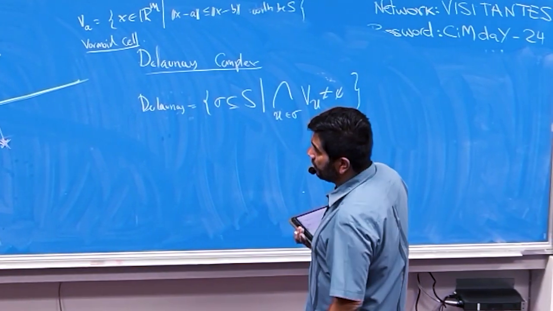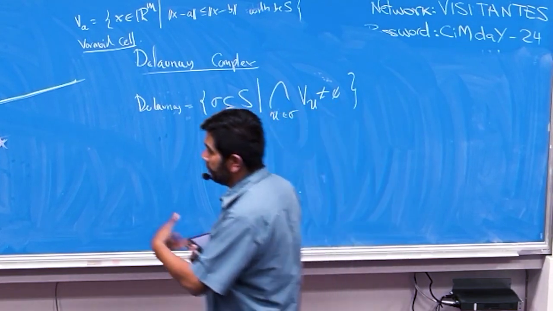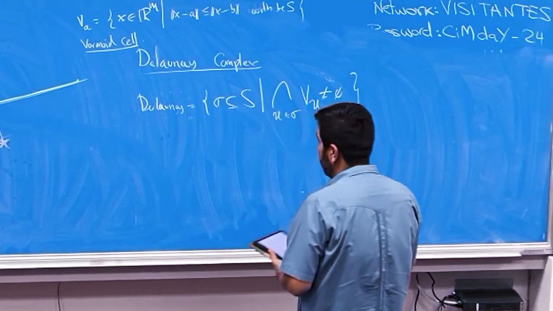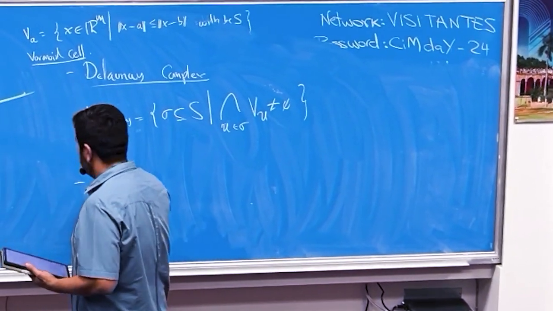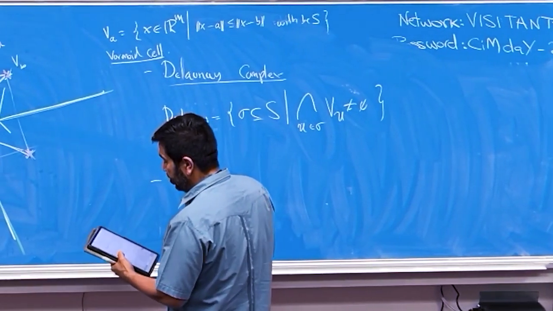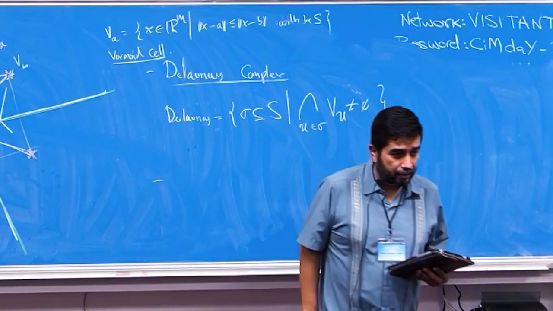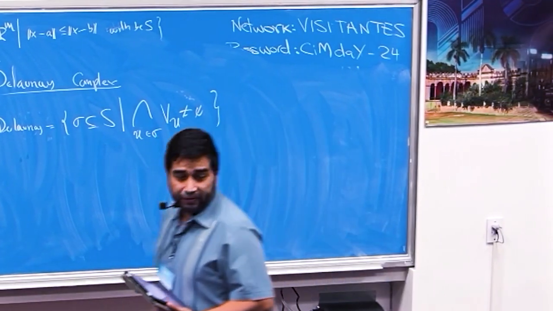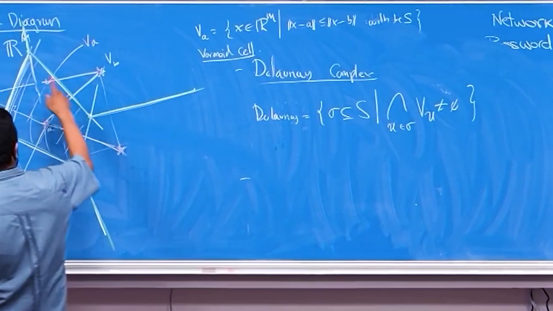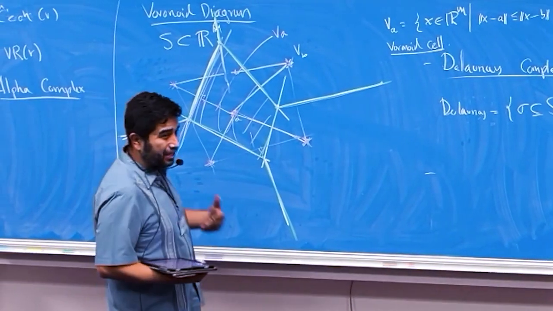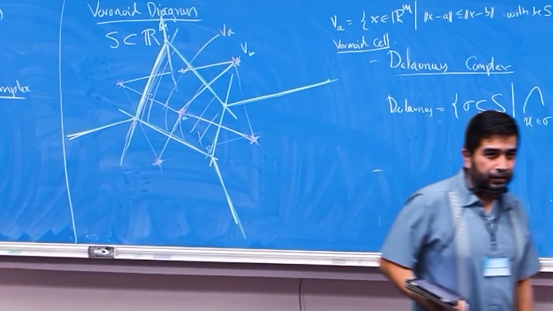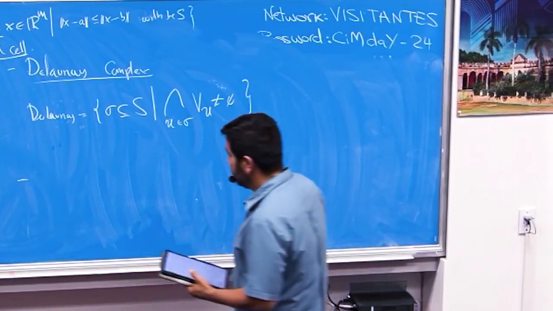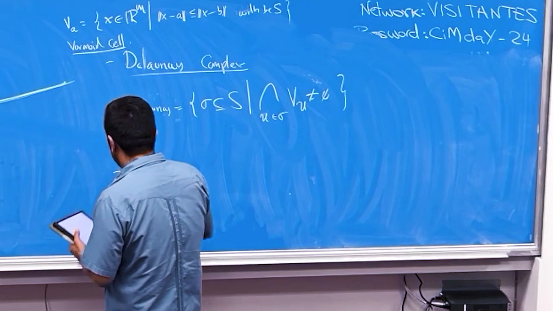So you can work with this complex and try to understand the structure of these points. But there is another complex that is very interesting, in which all the cells have boundary, so the intersection between cells is just in the boundary. So then we define the alpha complex.